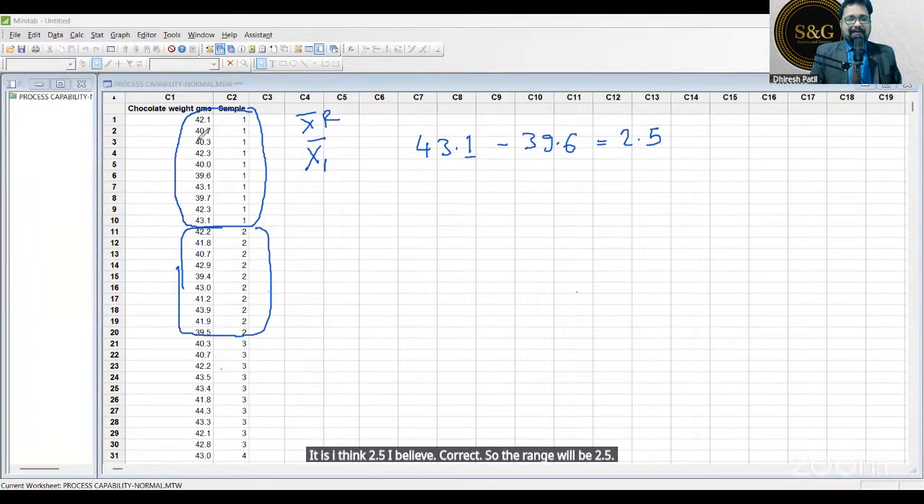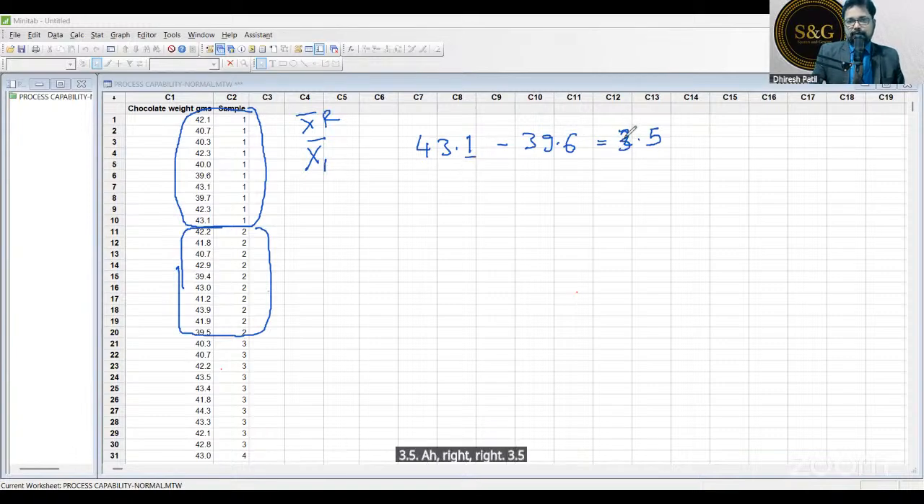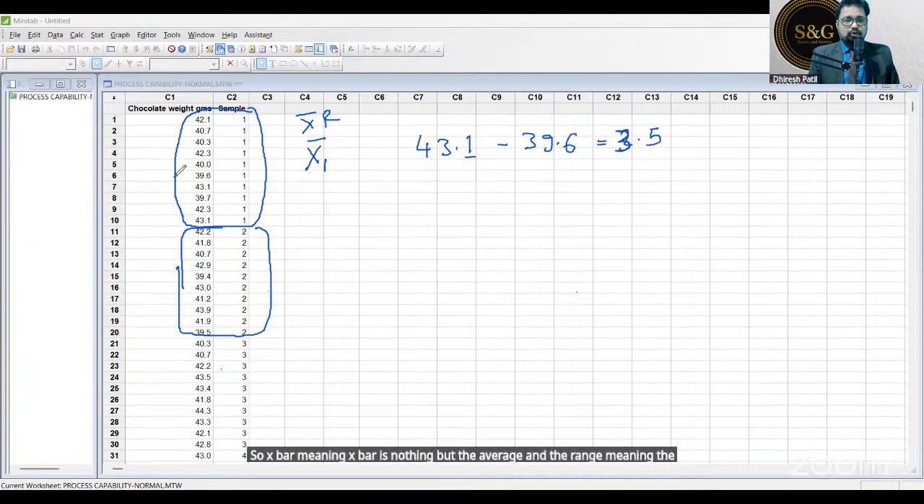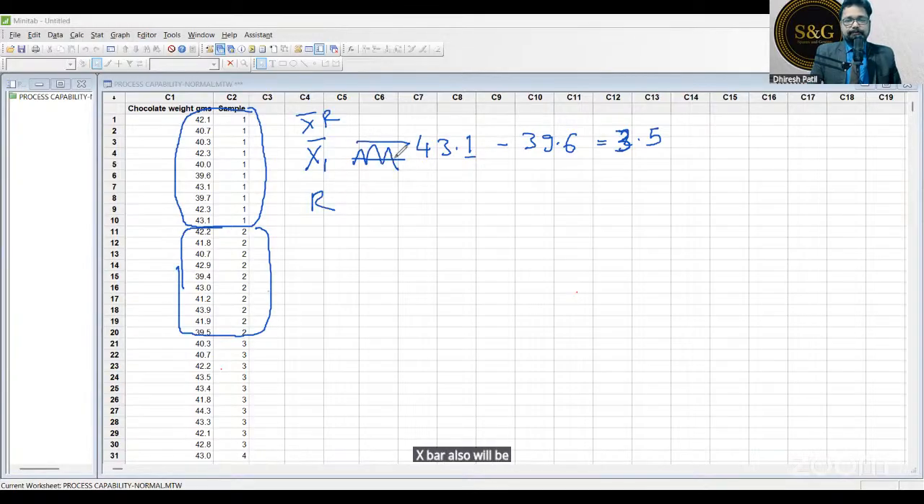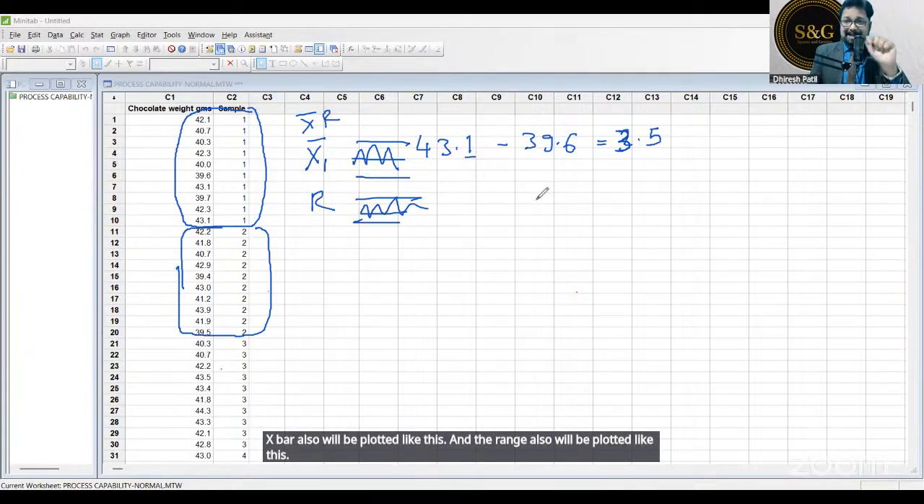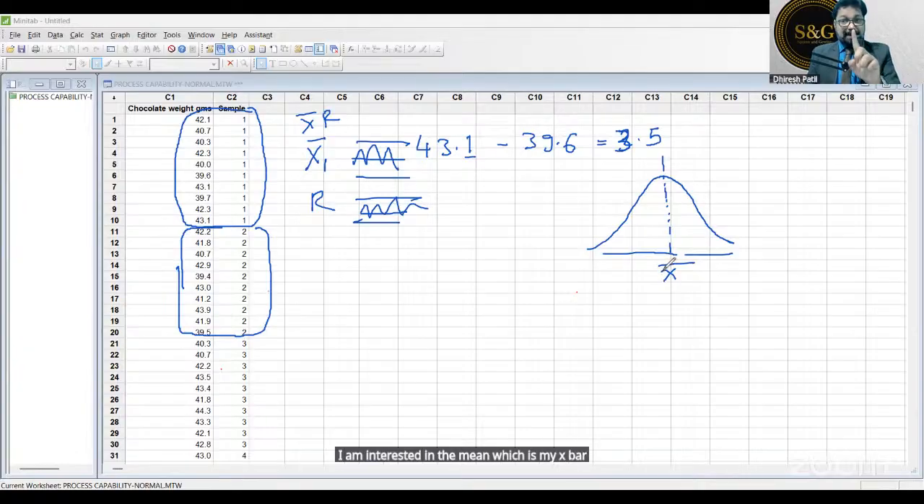So X bar is the average and the range means the difference between the highest and the lowest. So both will be plotted. X bar also will be plotted like this, and the range also will be plotted like this. Now understand this. If this is my process, I am interested in the mean, which is my X bar. Now this is a very important analogy. Understand this.